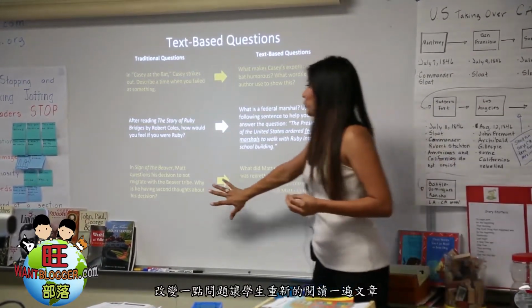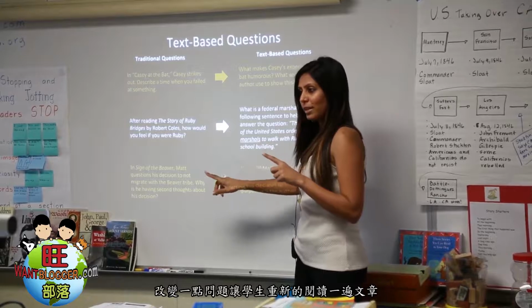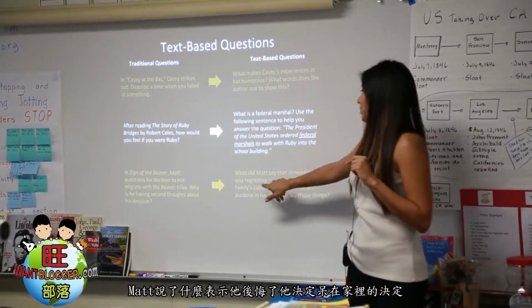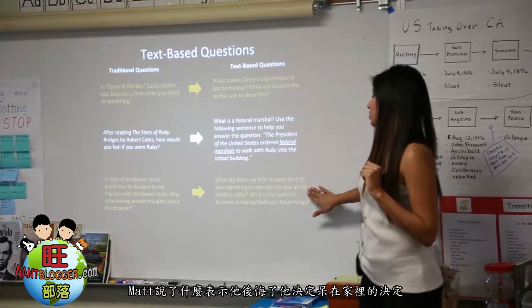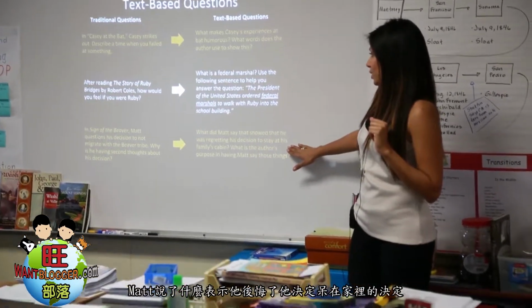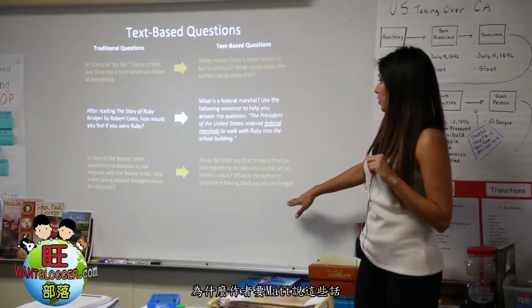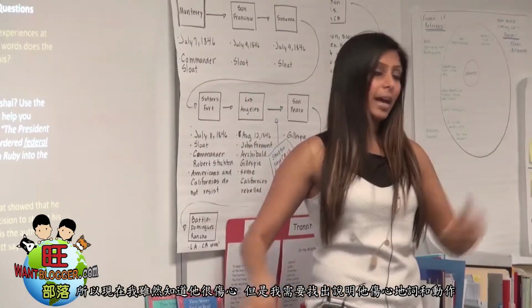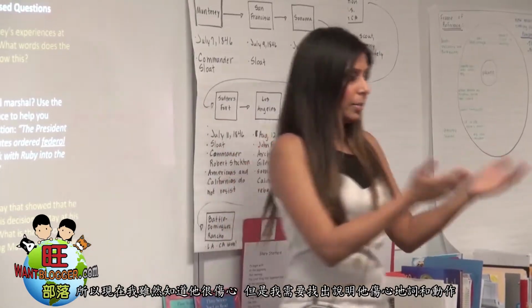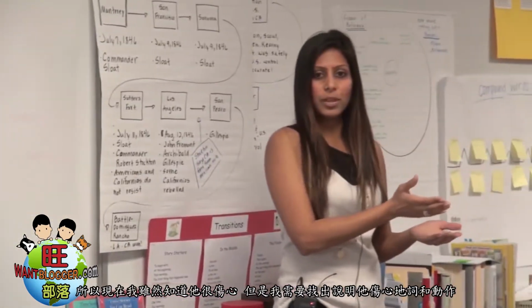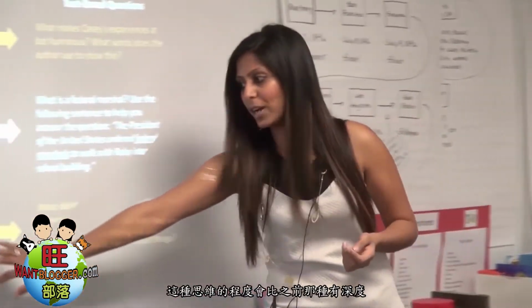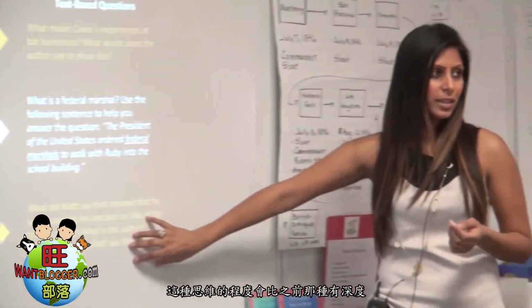But rewording this question just a little bit, in a way that forces me to go back to the text, sounds a little like this: What did Matt say that showed that he was regretting his decision to stay at his family's cabin? What is the author's purpose in having Matt say those things? So here, I could have said, because he was sad, but now I have to go and find what words and actions showed that he was regretting that decision. Much more higher level thinking than over there to over here.